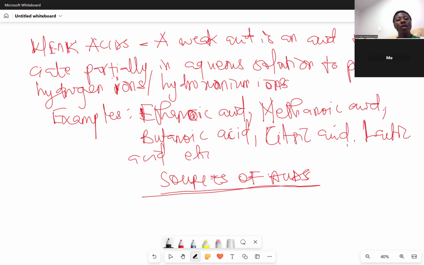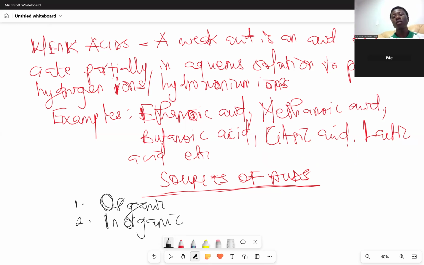Now we have basically two sources of acids. We have organic sources, and two, we have inorganic. If I'm asking you what are the sources of acids, or where can acids be gotten from, then you just say that acids can be gotten from organic or inorganic sources. Can we begin?